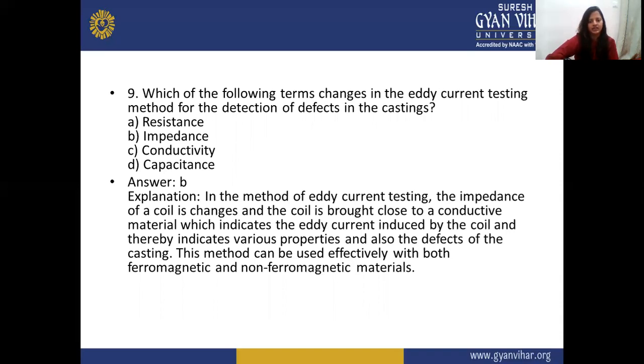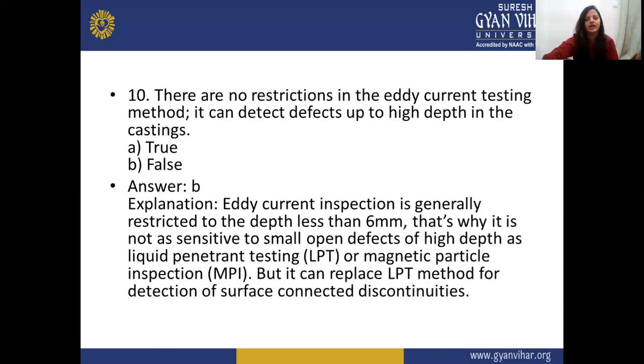This method can be used effectively with both ferromagnetic and non-ferromagnetic materials. There are no restrictions in eddy current testing. It can detect defects up to a high depth in the casting. True or false? No, it's false. Eddy current inspection is generally restricted to a depth of less than 6 mm. That's why it is not as sensitive to small open defects of high depth as liquid penetrant testing or magnetic particle inspection. But it can replace LPT as a method for detection of surface connected discontinuities.